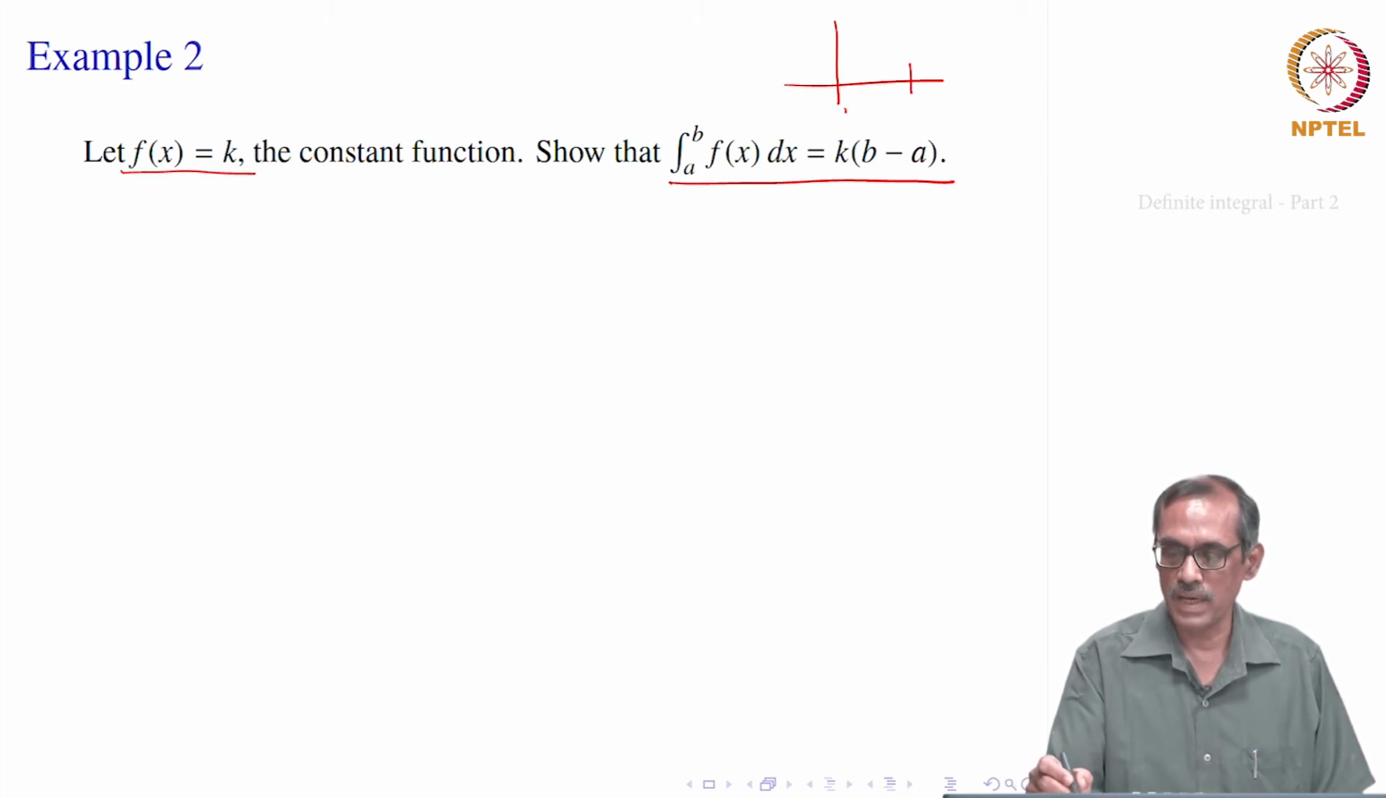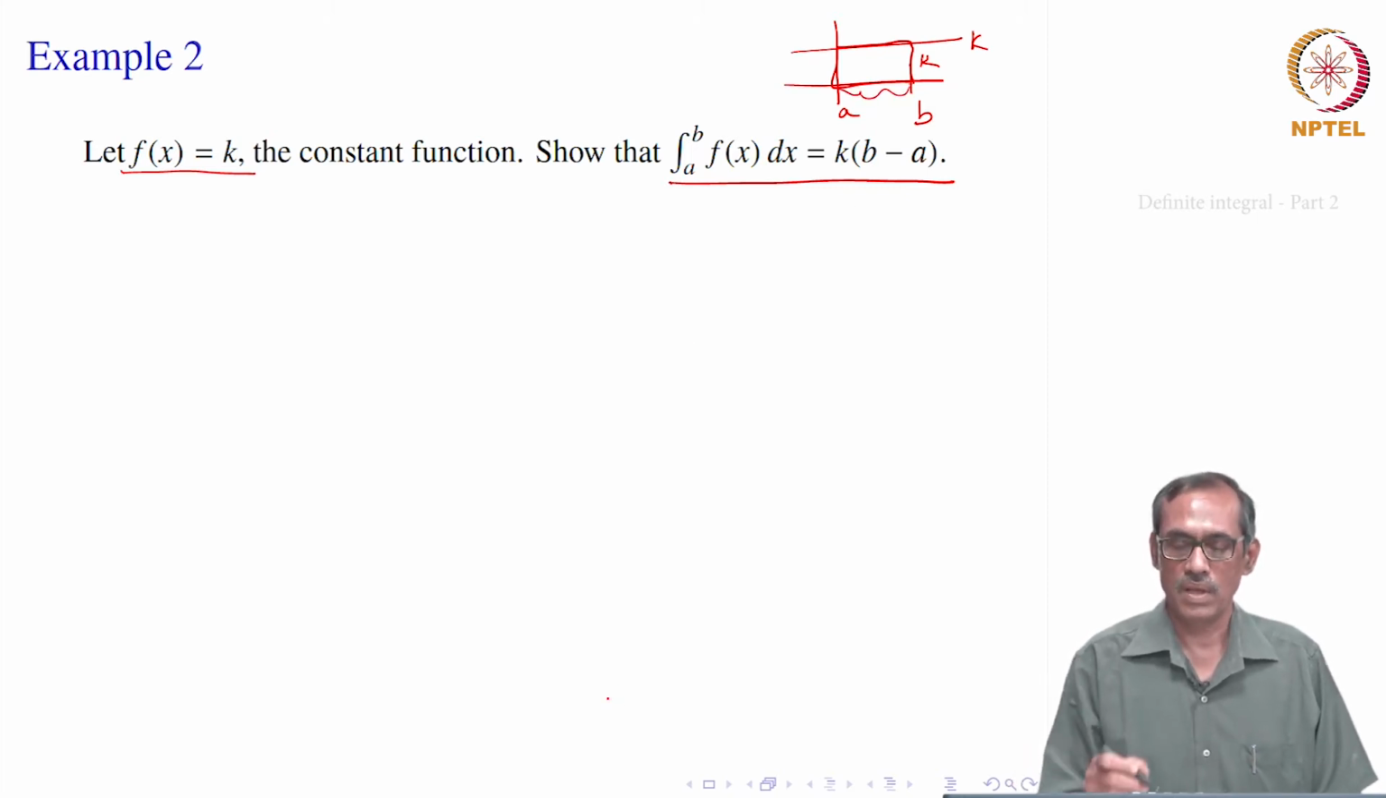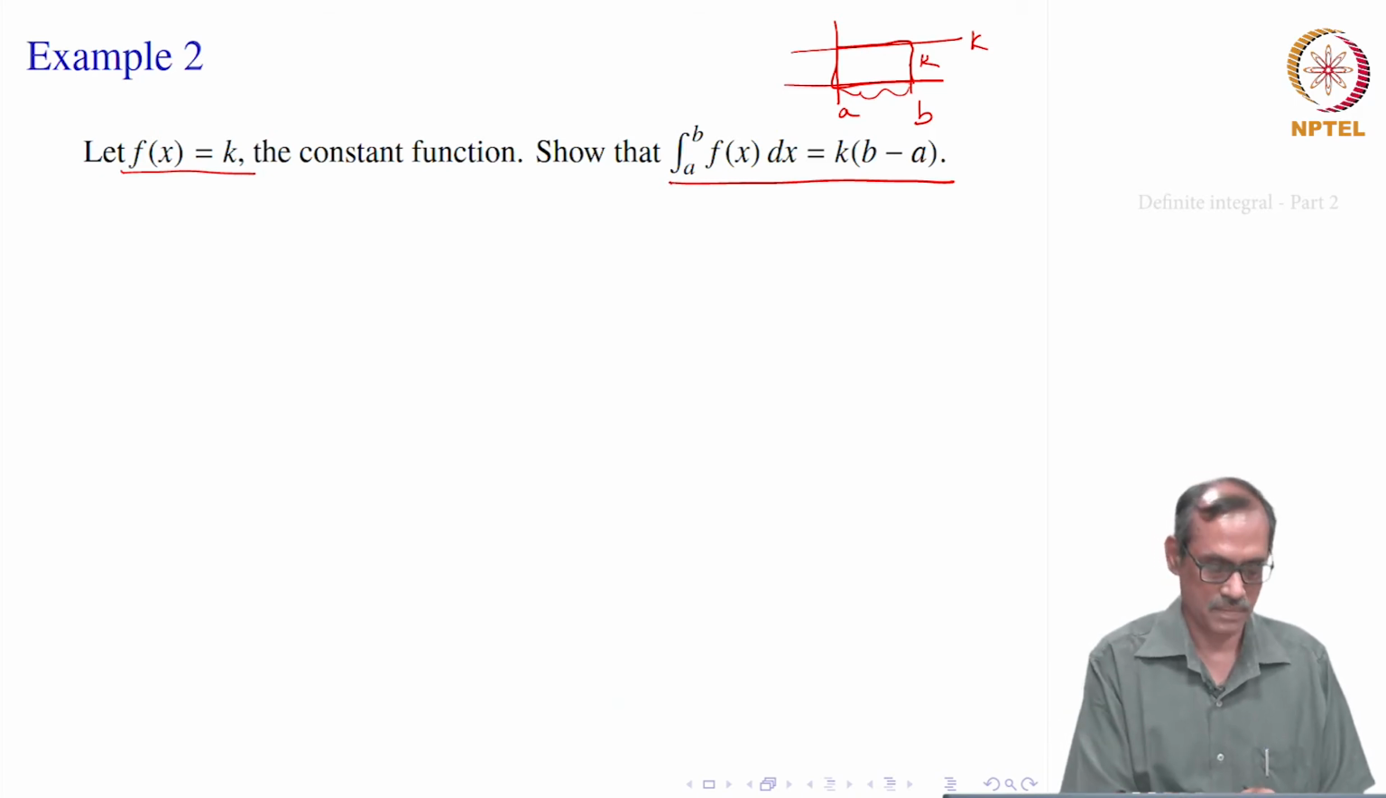So, say a to b, we have a function which is f of x equal to k, it looks something like this, it is k, right, throughout. So, when you take the area, it should be this rectangle and that should be equal to k times b minus a, right. That is why we write. So, this is so by using our formal definition.